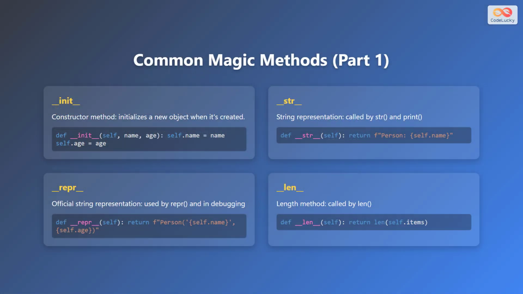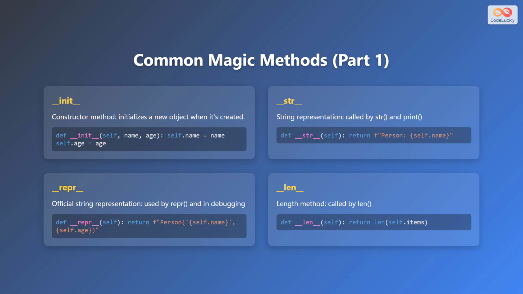Here are some commonly used magic methods in Python. First is init, that is underscore underscore init underscore underscore. This is the constructor method, and it initializes a new object when it's created. Next is the string method, that is underscore underscore string underscore underscore, which provides a string representation of the object. It is called by the string function and the print function.